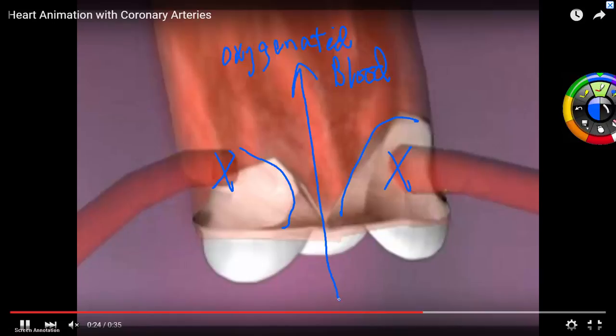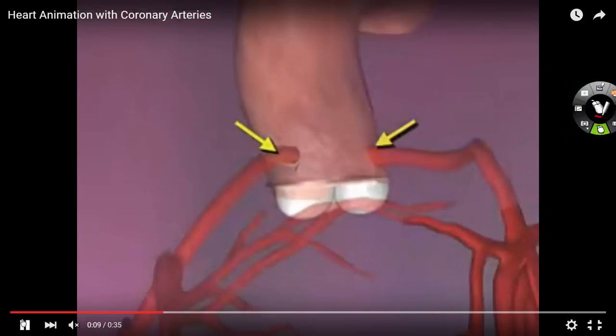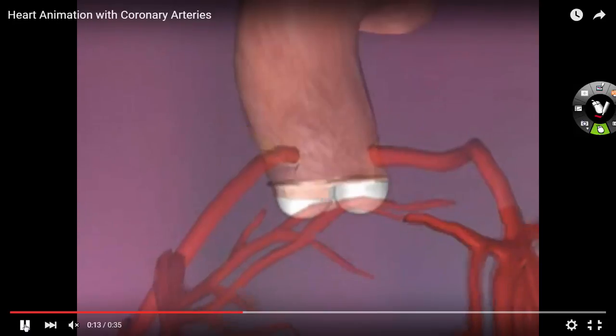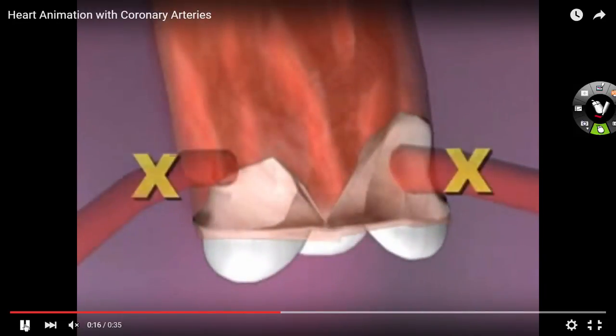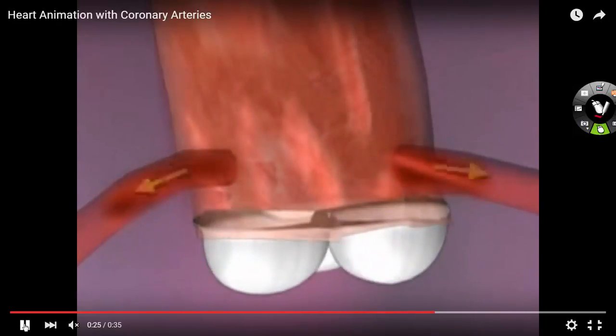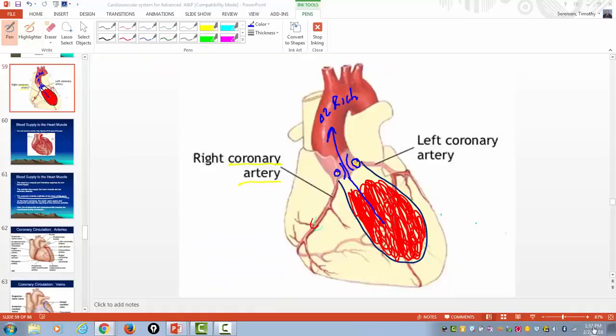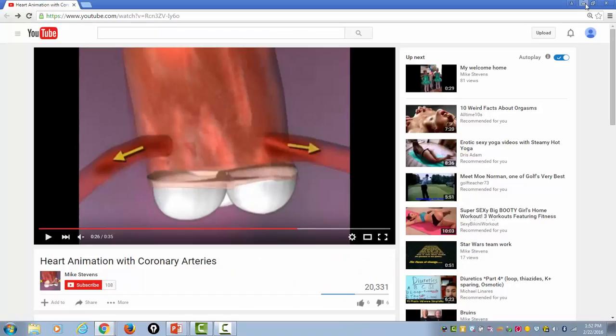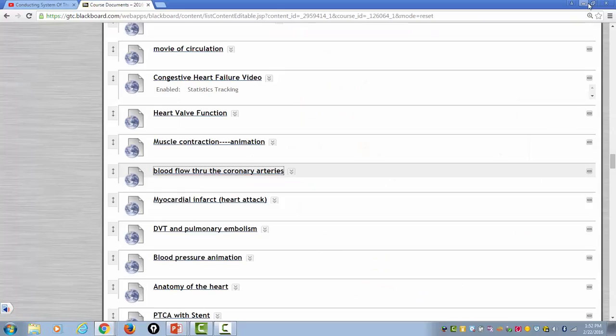So when the left ventricle is contracting, oxygenated blood is not feeding the heart muscle through the coronary arteries. When the left ventricle contracts, the aortic valve blocks blood flow through the coronary arteries. So no oxygenated blood is getting to the myocardium, the heart muscle, during ventricular systole. However, what are the two things that muscle can do? It can contract and relax.